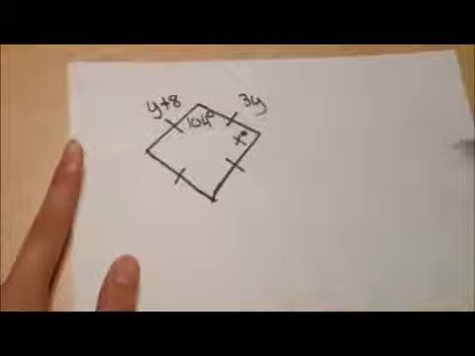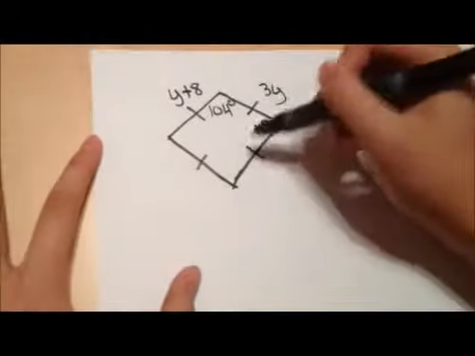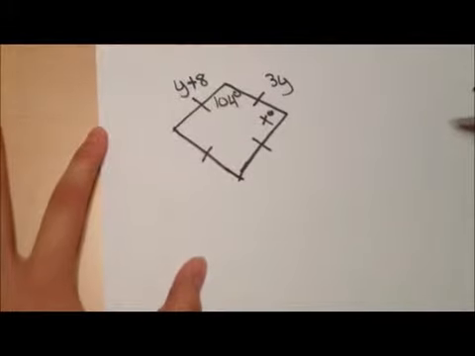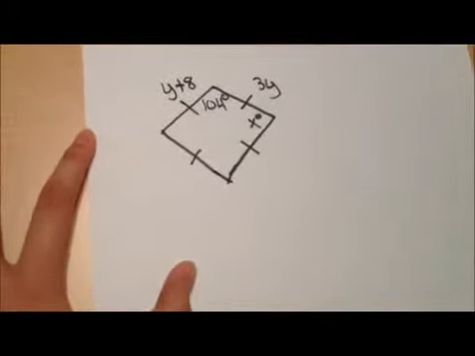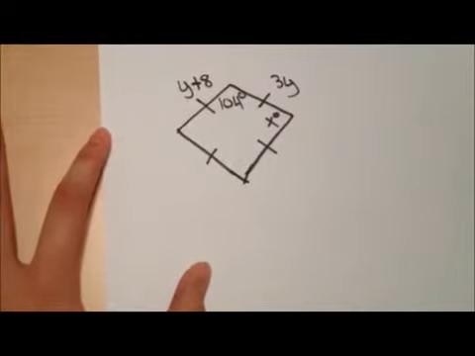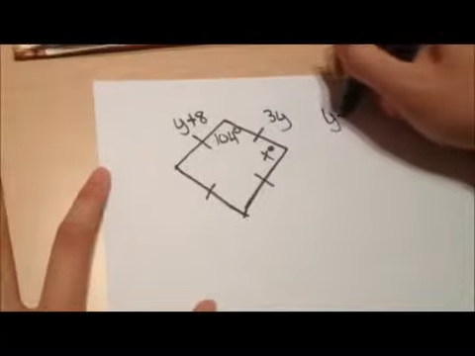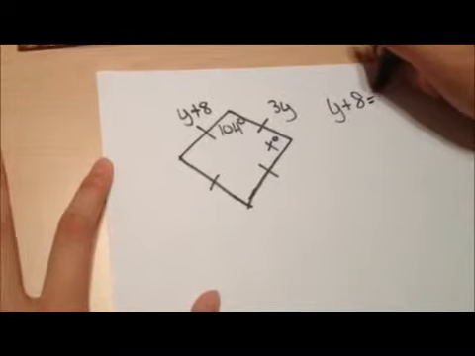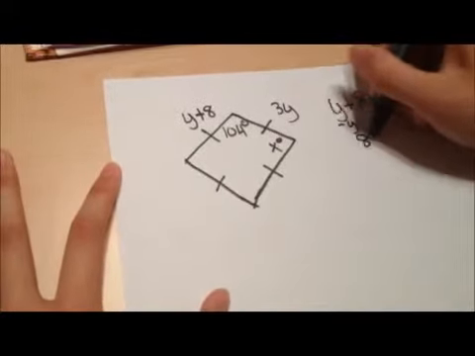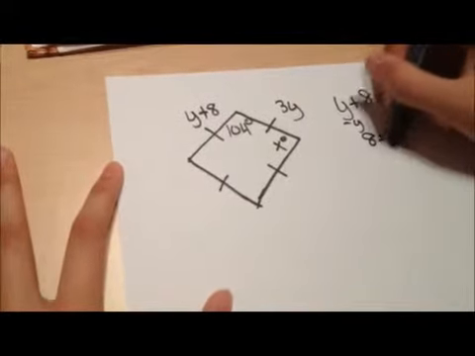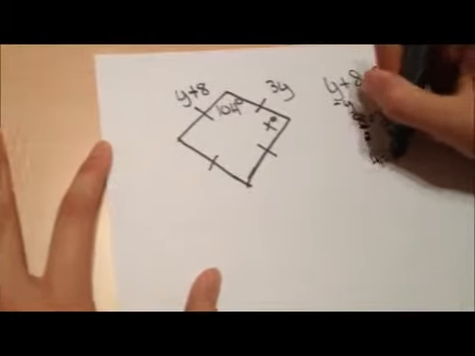Okay, now we're going to classify this quadrilateral and find the missing values. Since we see that there are 4 congruent markings, we can assume this is a rhombus, because of the properties of a rhombus: 4 congruent sides means that the quadrilateral will be a rhombus. Since we know that these two sides are congruent, they're going to equal each other. So y plus 8 would equal 3y. Subtract y from each side. 8 would equal 2y. Divide by 2. 4 equals y.